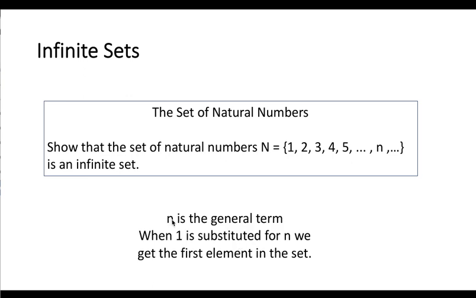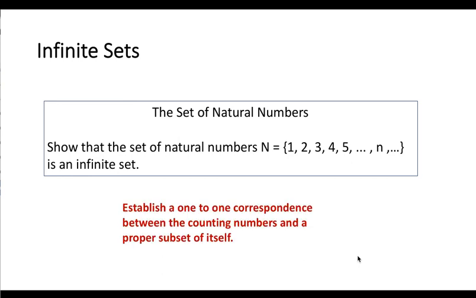In this previous screen, I was talking about this element n. N is called the general term of the set, and it's the general term of this set of natural numbers or counting numbers. For the general term, it's not always going to be n, but n is used in it. When we substitute 1 for n, we should get the first element of that set. In here, it's pretty obvious. When I plug in a 1 for n, I get 1, and that's the first element of this set. But it's going to come up later in our discussions.